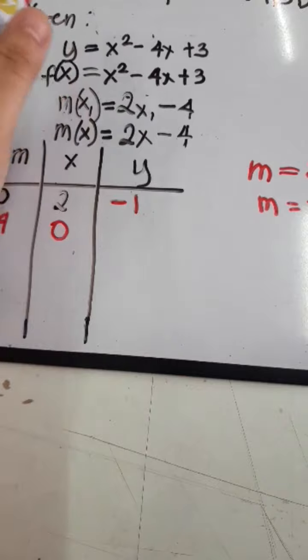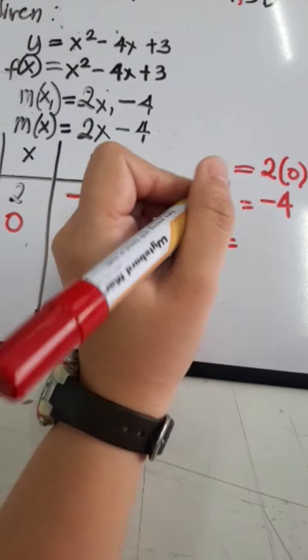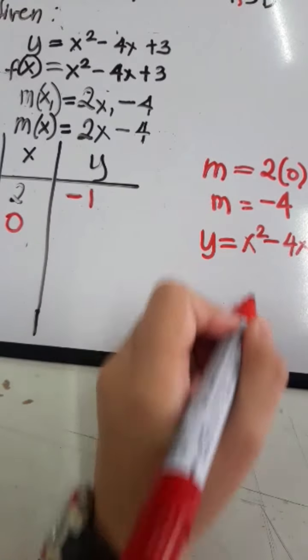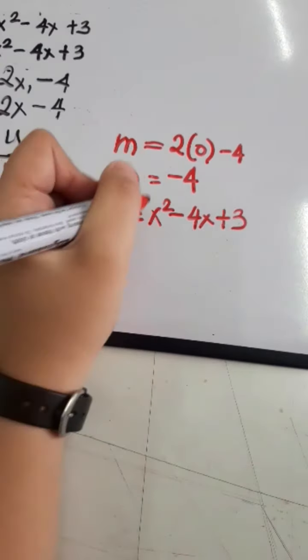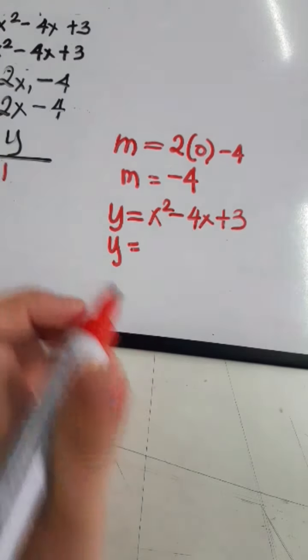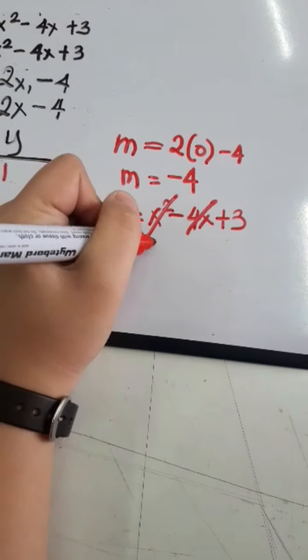So, kuhaon na nato ang y value. So, y is equal to x squared minus 4x plus 3, where x is equal to 0, then y is equal to, cancel out, so it is equal to positive 3.